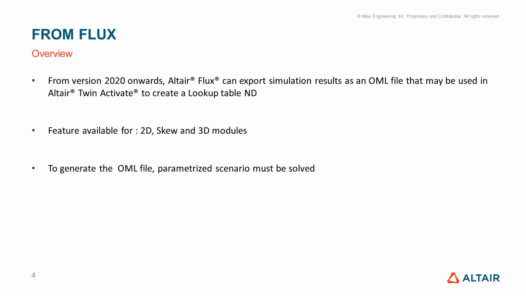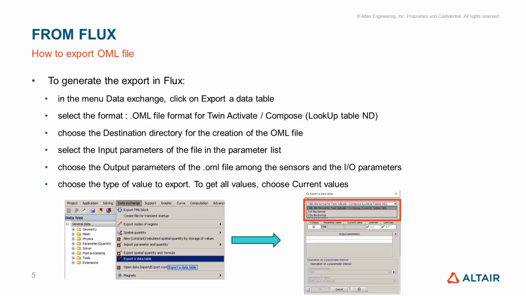For several versions of Flux, this feature has been available directly in the interface. It is available also for 2D, SKEW, and 3D modules. To generate this OML file, a parameterized scenario must be solved. Once the project is solved, to generate the export in Flux, there are some steps that the user should follow. The first one is to solve the Flux project.